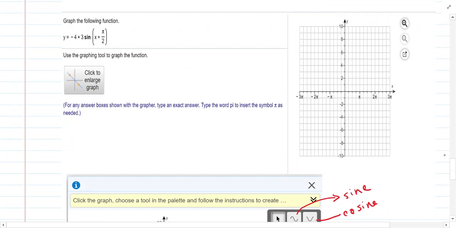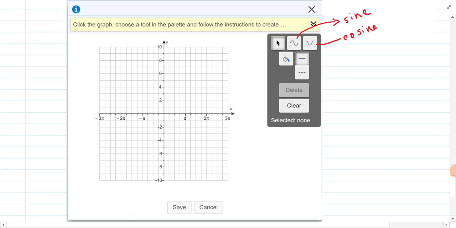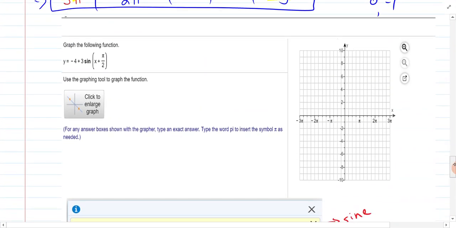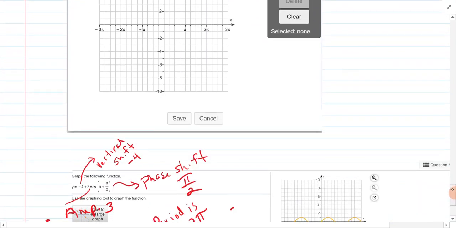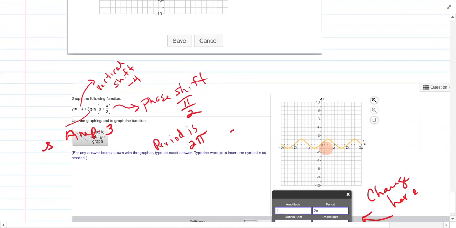Now, if you have to graph online, there's a couple of things that I wanted you to see. So your question might look like this, and the first thing I would do is enlarge it. And when you do, you're going to get this little palette of icons. This one is cosine, this one is sine. So basically choose one of those. In this one it was a sine. So choose the sine one and click in the origin.